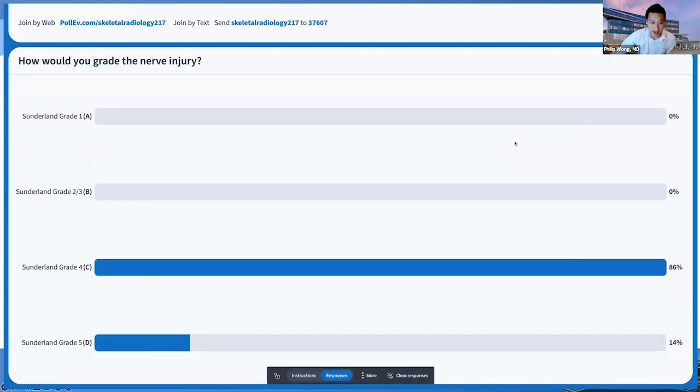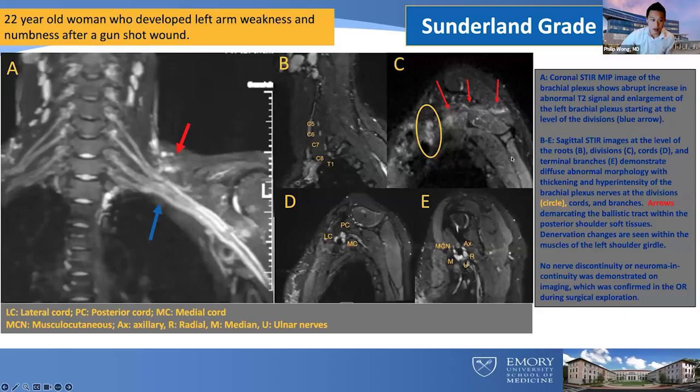So we all thought pretty higher grade nerve injury. And that was kind of my initial thought too. But this actually turned out to be some in grade 2 and 3. And if you look back, you do see the blue arrow pointing to the area where the plexus starts to really get thickened and bright here. And this is at the level of the divisions.